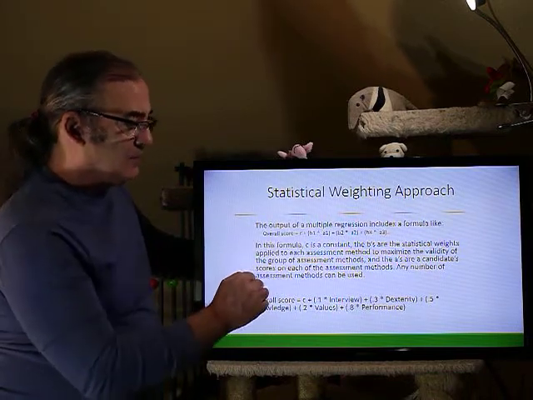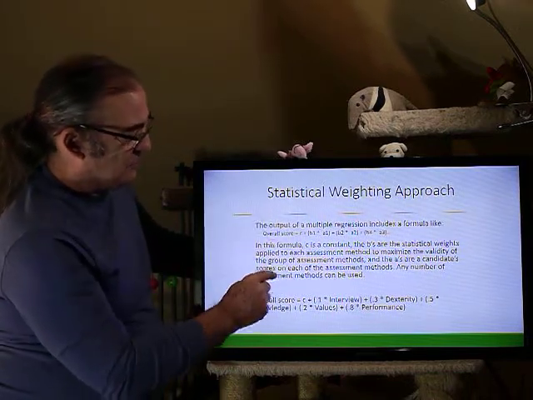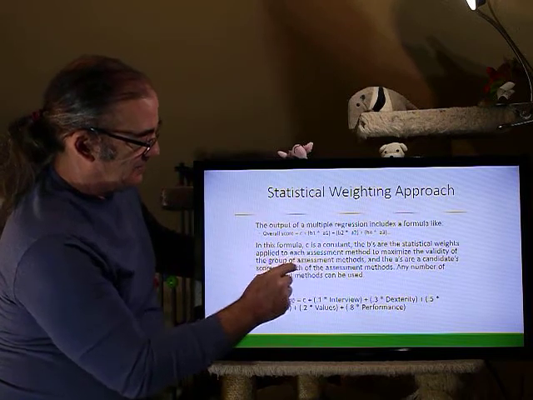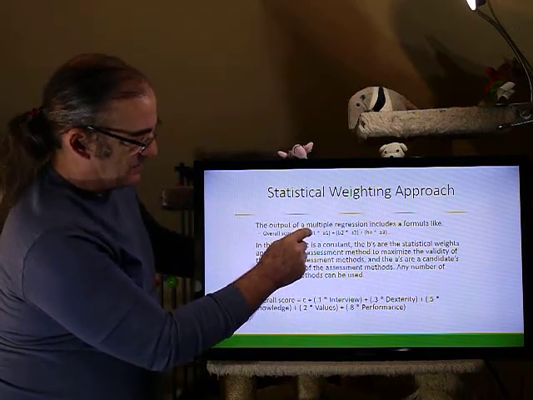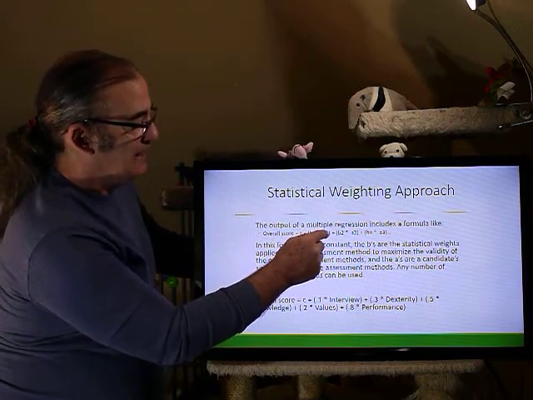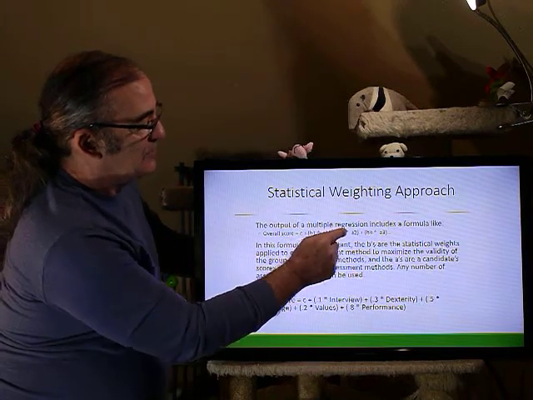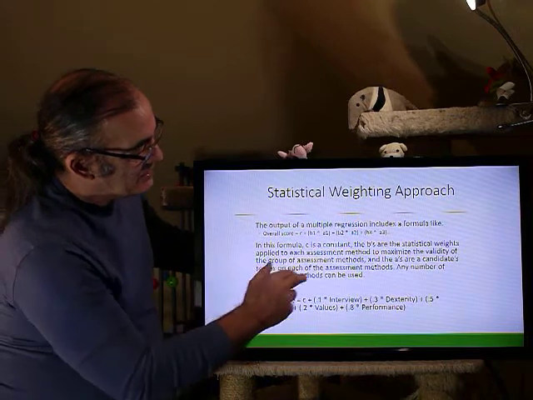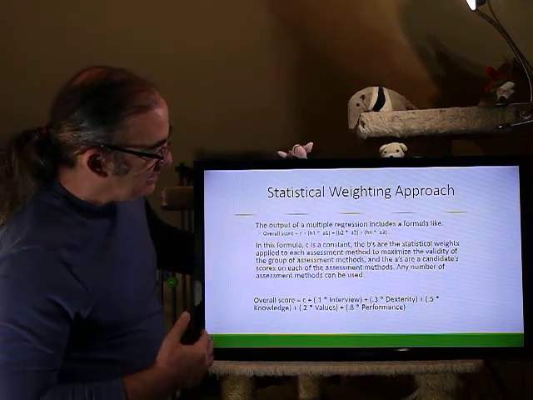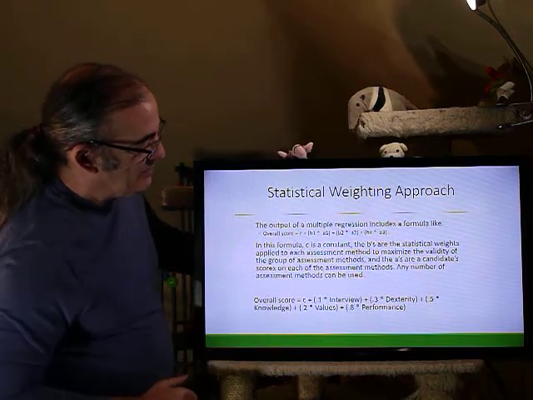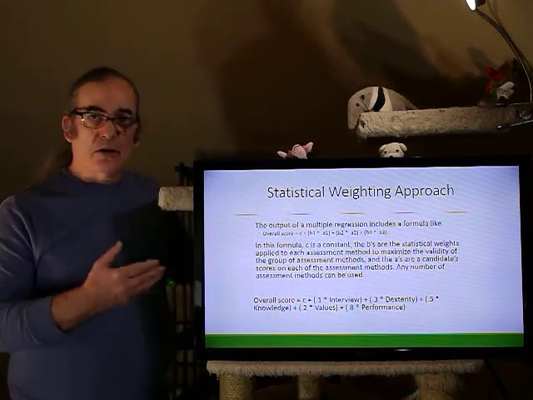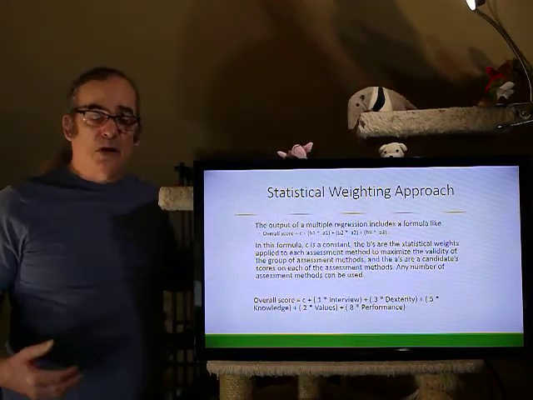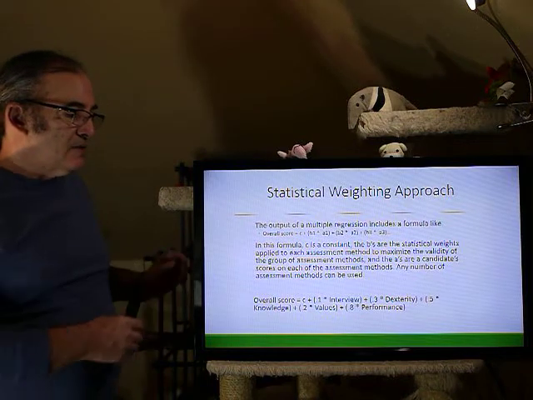Oops, I gave it to you backwards. So let's do it right this time, right? In this case, the statistical weight is how much importance we put on that, and this is the actual score. How much importance times the actual score, right? And on each of the assessment methods. Any number of assessment methods can be used, right? And this equation can be 10 items long, it can be 3 items long, doesn't matter.